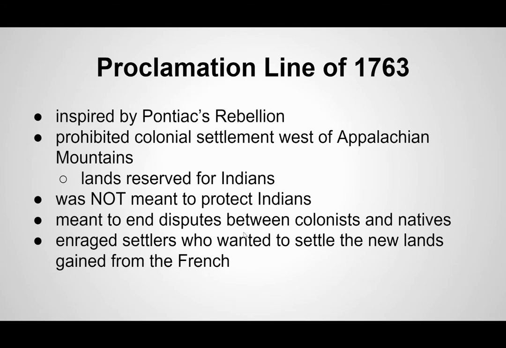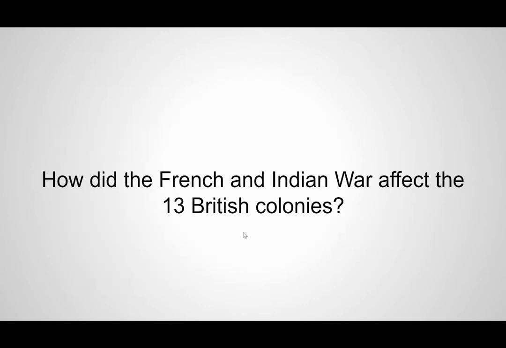However, this enrages the settlers because they wanted to settle this new land, and they're just going to ignore it. They're going to be like, the British don't know what they're talking about. They don't have my best interest at heart, so I'm just going to do what I want, and I'm just going to go and settle the land anyways. And so the Proclamation Line, again, was seen by the colonists, along with the taxation, as a way that Britain was trying to control them. So if we end with this question, how did the French and Indian War affect the 13 British colonies? Well, because of things like taxes and the Proclamation Line that occur after the war, it's going to help unite the colonies and their resistance against the British.